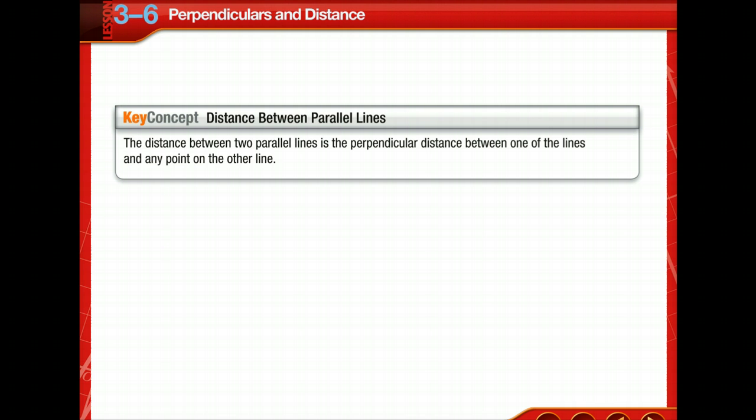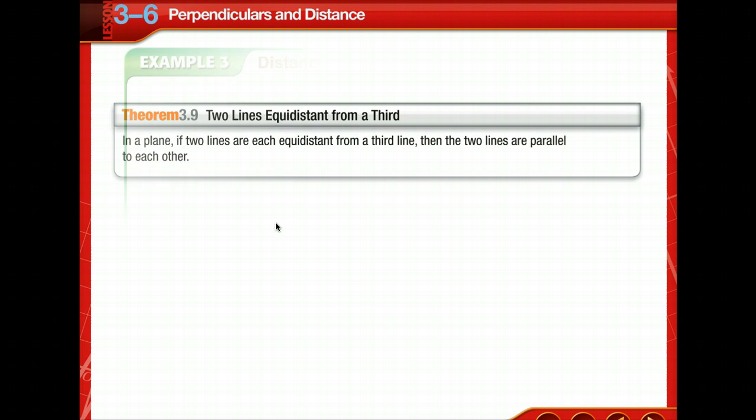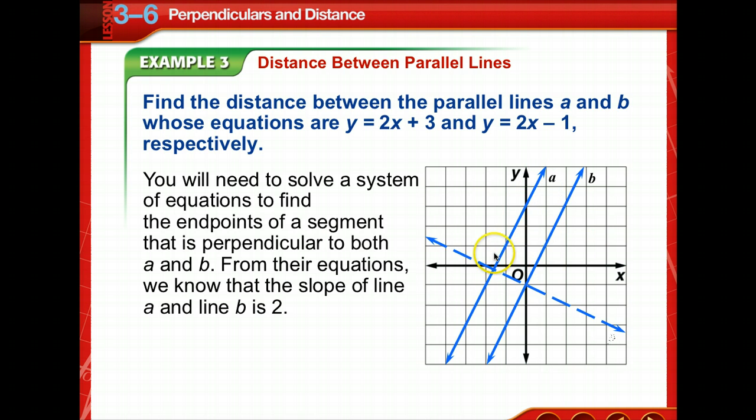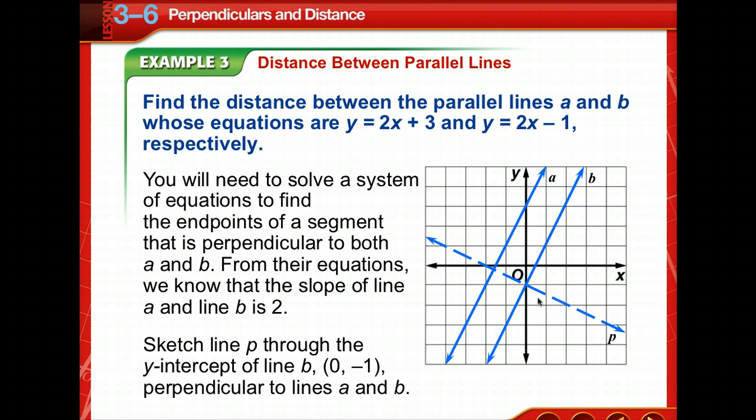Next, we're going to look at the distance between parallel lines. The distance between two parallel lines is the perpendicular distance between one of the lines and any point on the other line. So first of all, we've got the equations of these two lines, and we need to find the distance. The shortest distance is a line that's perpendicular. This one also has steps that you need to notate.